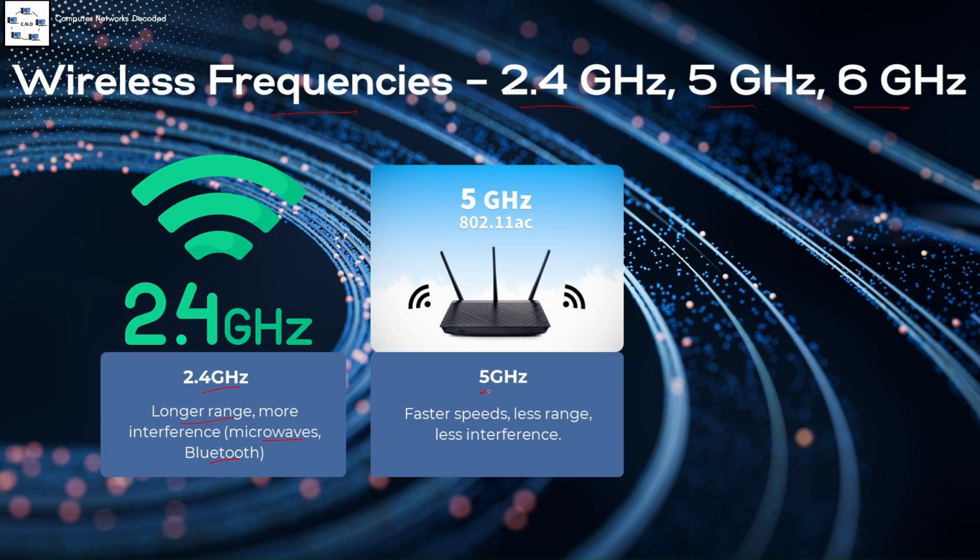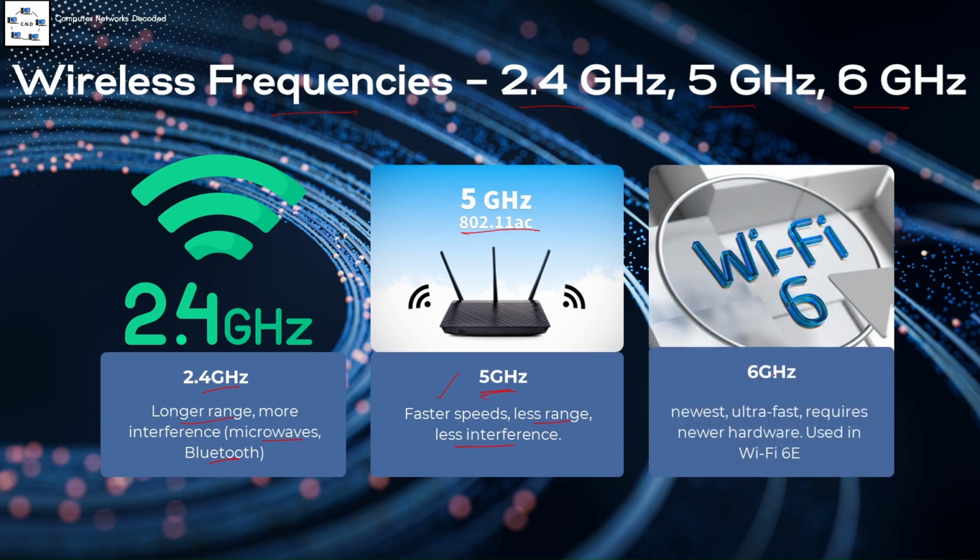Next one is the 5 gigahertz frequency. This is used by Wi-Fi standard 802.11 AC, and this has faster speed as compared to 2.4, but it has less range, and it also has the benefit of less interference as compared to 2.4 gigahertz. And the latest one is the 6 gigahertz, which is used by Wi-Fi 6.